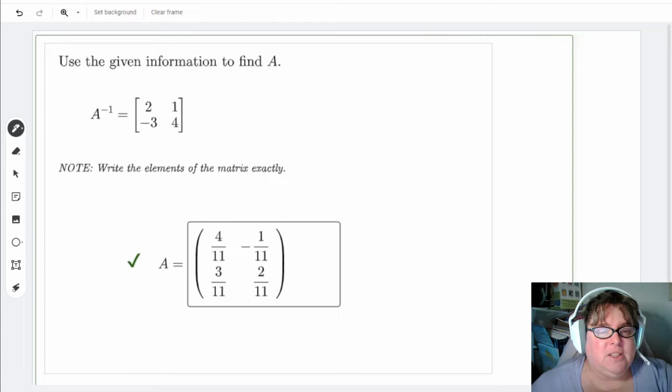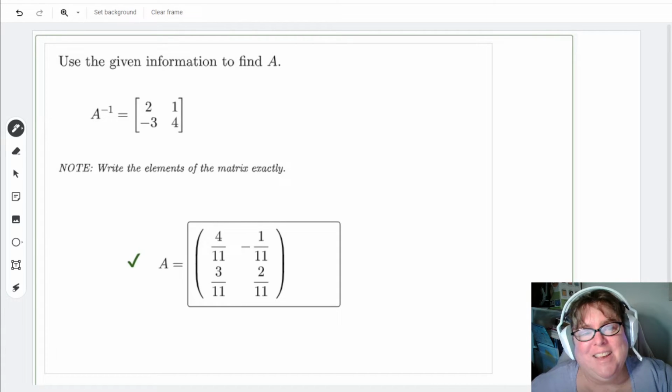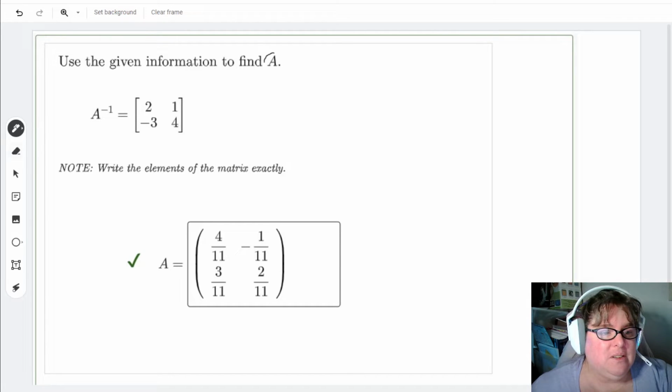So you'll see here, read the information given. Read the question first, right? Use the information given to find A. So we are looking for A. And what we are given was the inverse of A. So this is an inverse matrix, and we need to find the matrix.